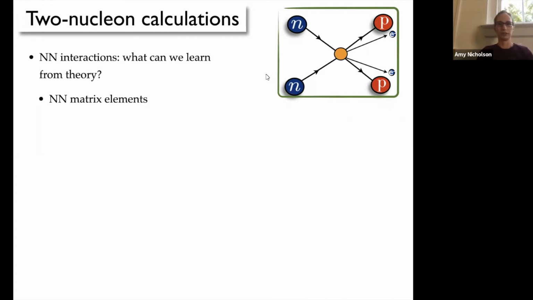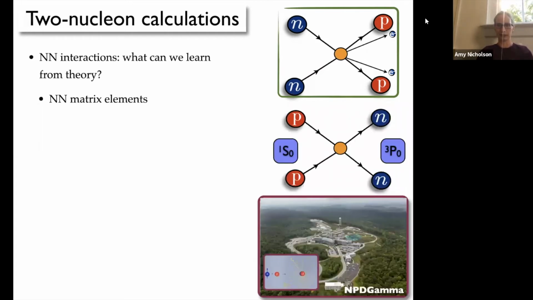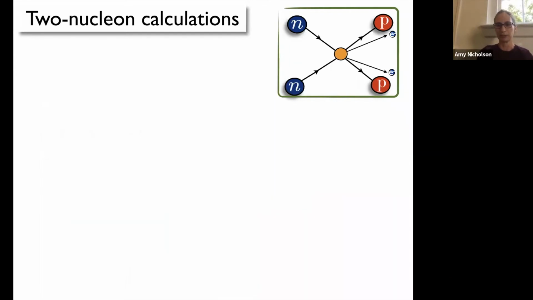There are other two nucleon matrix elements of interest. So for example, there are searches for hadronic parity violation. Well, searches, they've actually measured it at Oak Ridge with the NPDGamma experiment, sorry.